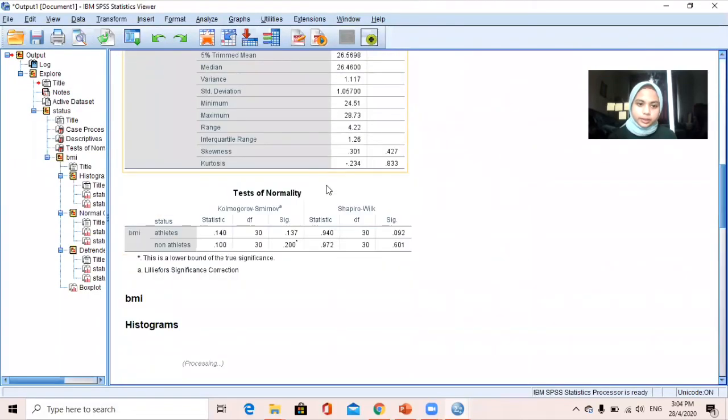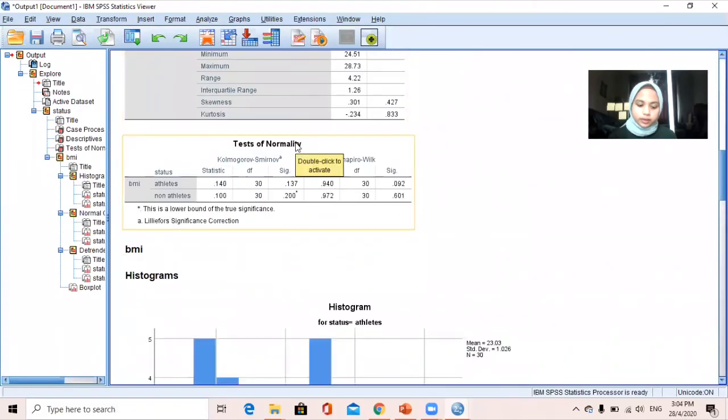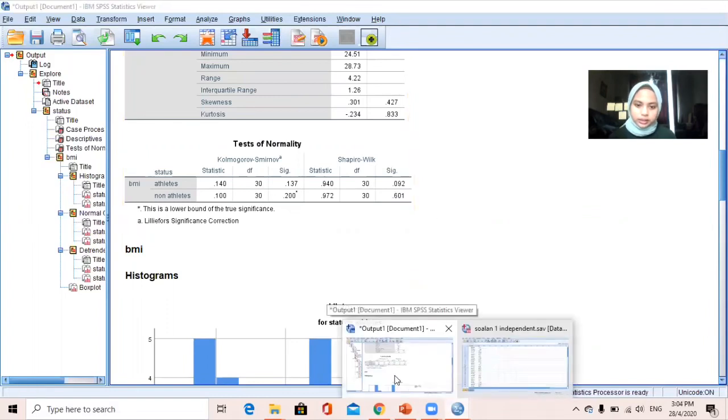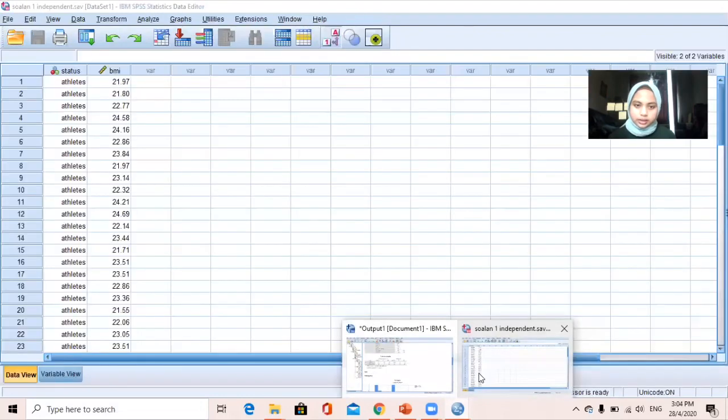Okay, so the test of normality. For the athletes the p-value is 0.092, and for the non-athletes it is 0.601. Both p-values of athletes and non-athletes are more than 0.05, so it is normal. Okay, so next we need to analyze the independent t-test.